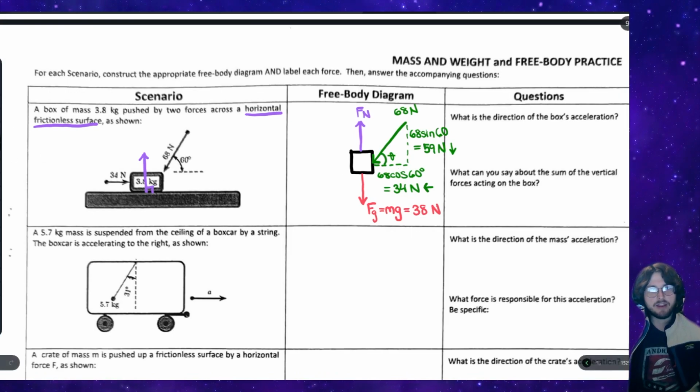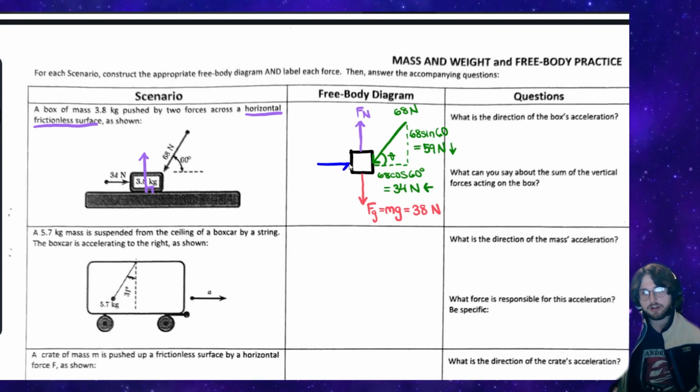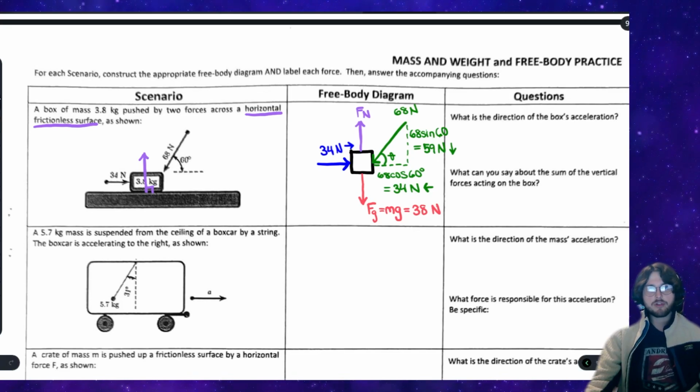All right, and then finally, we've got one more force that's being applied to the right. It's a 34 Newton force, so let's just go ahead and tack that on right there. And we'll say it's going to the right, and that's all we need to do there. So now let's take a look at some of these questions.